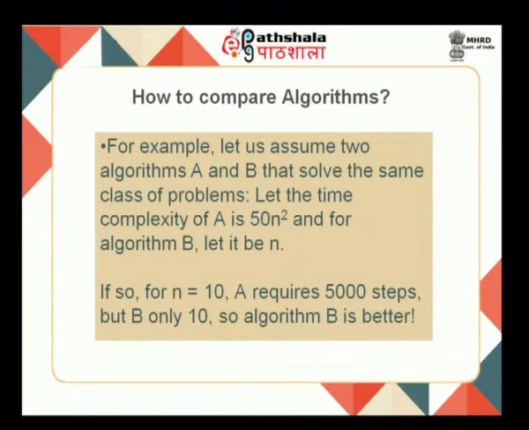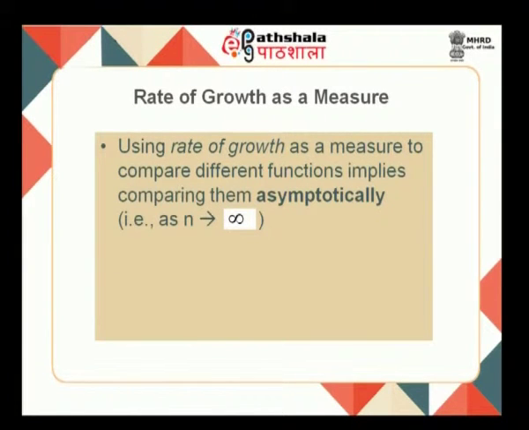In other words, if a problem like this is given, I can take an arbitrary value of n and substitute it into these expressions. For example, if I take n equal to 10, then we can see that algorithm A requires 50 into 10 square. That means 5000 steps are required, whereas for algorithm B only 10 steps are required. In other words, algorithm B is going to be better than algorithm A. So, we can use the concept of rate of growth as a measure for comparing functions.